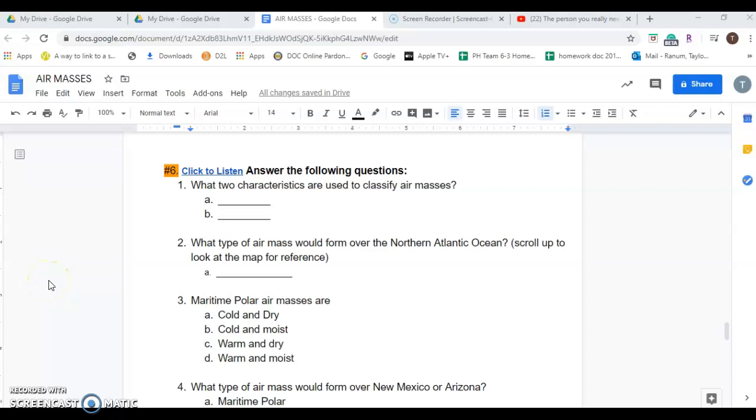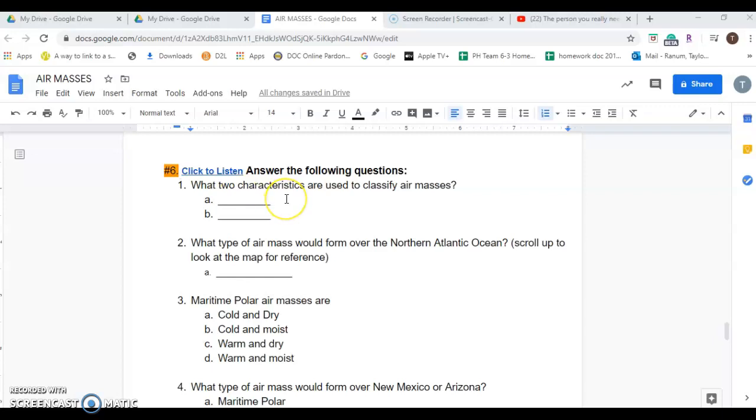Okay, so for number 6 today, you guys are going to answer the following questions. I'll walk you through the questions and show you where to find the information that you need. So for number 1, what two characteristics are used to classify air masses?